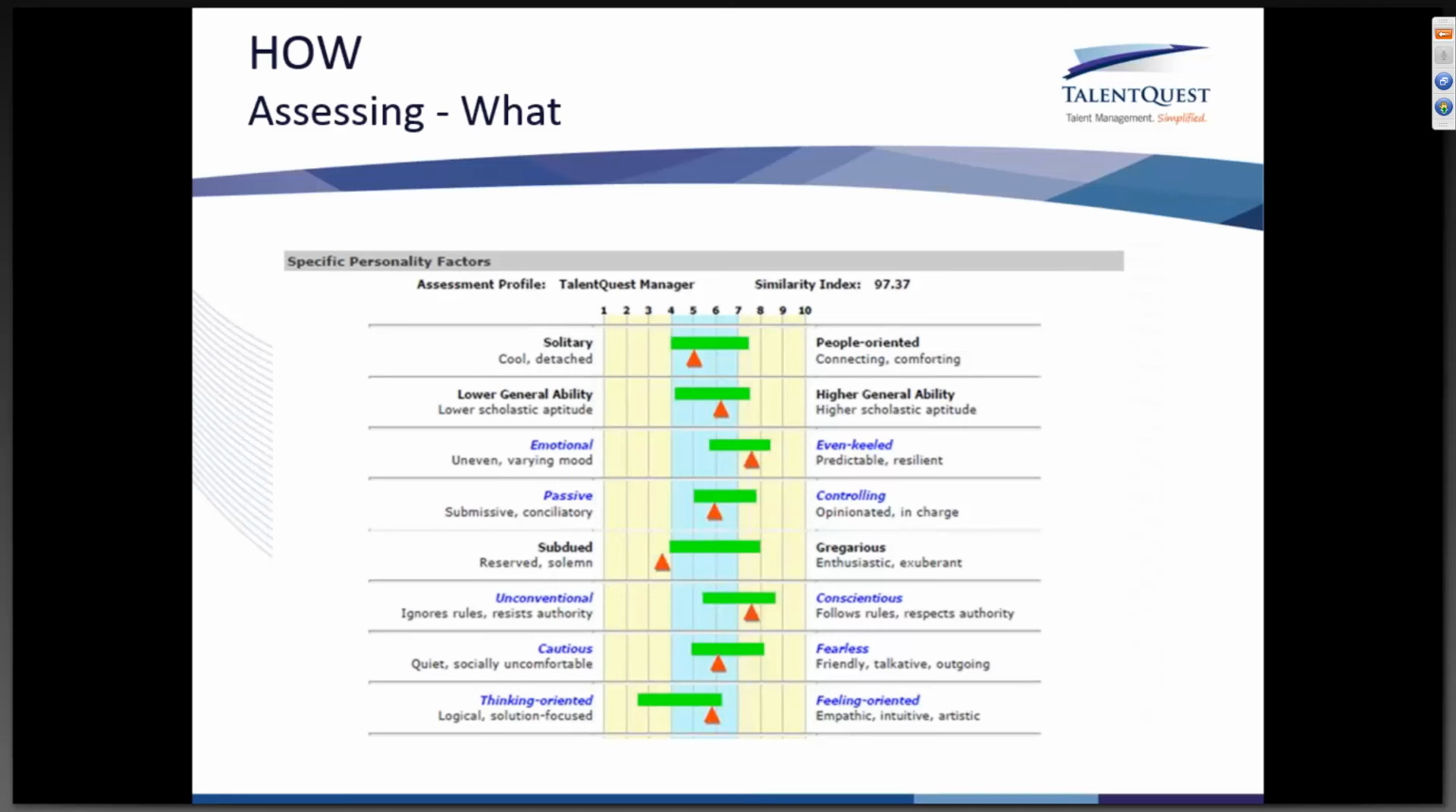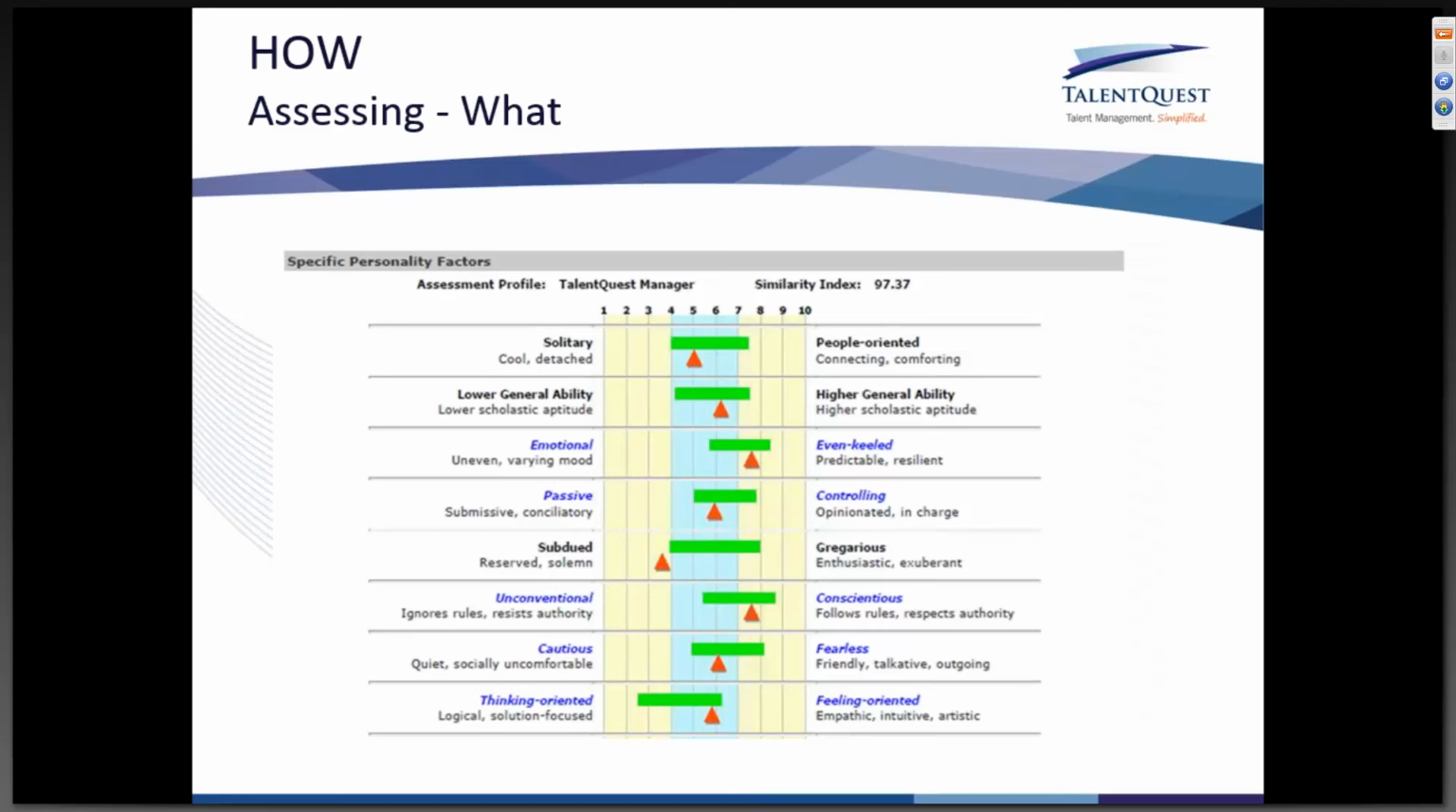And as you look above, you see that it says this is a Talent Quest manager. So suppose Talent Quest had gone throughout all their managers and taken an assessment of personality, and then looked at the top 10% or 20% of performers and said, what do these folks share in common? The result would be these green bars. These would be general areas that we normally would expect our top performers to fall.